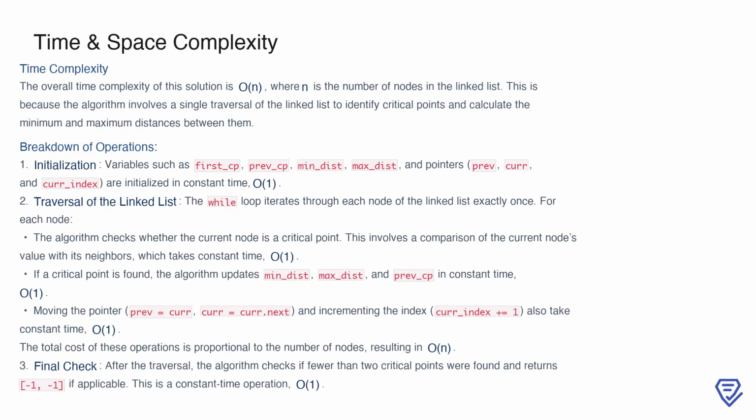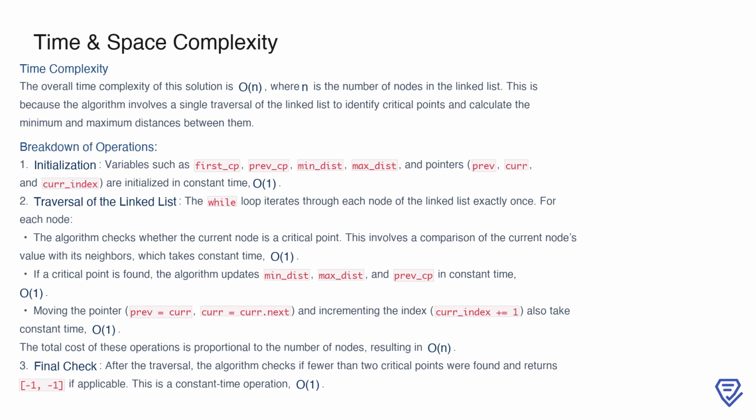The time complexity of this solution is O(n), where n represents the number of nodes in the linked list. This is because we perform a single traversal of the entire list to identify critical points and calculate the minimum and maximum distances between them. Let's break this down step by step. First, we initialize several variables such as first_cp, prev_cp, min_dist, max_dist, and pointers like previous, cur, and cur_index. These initializations are done in constant time, or O(1).